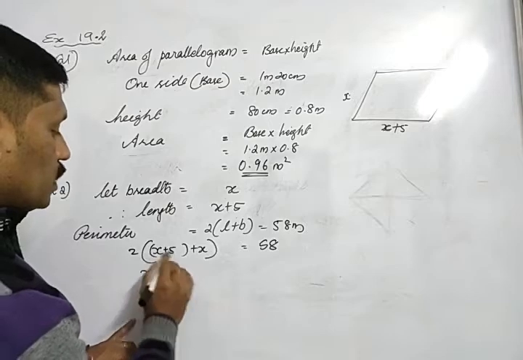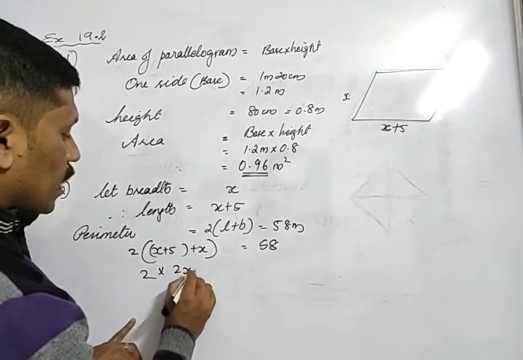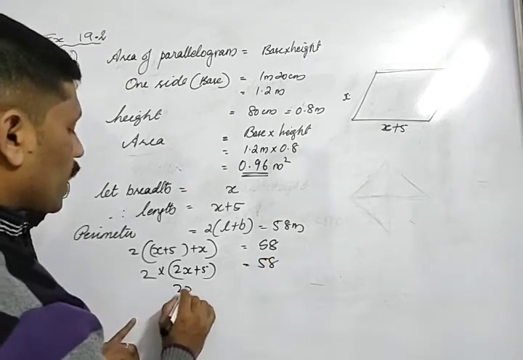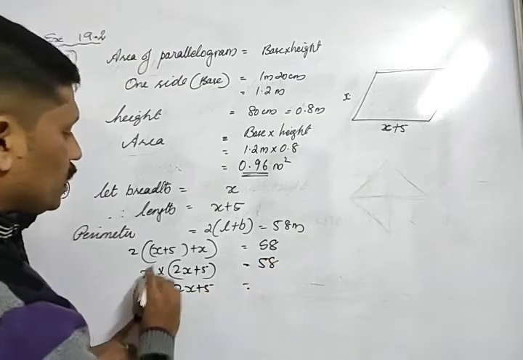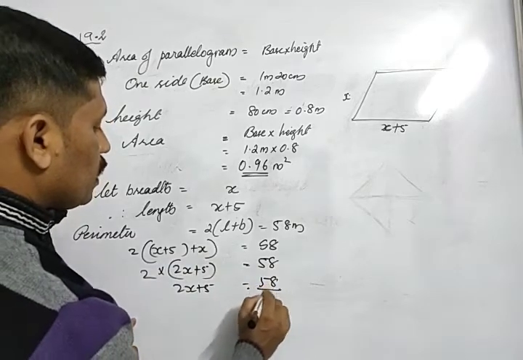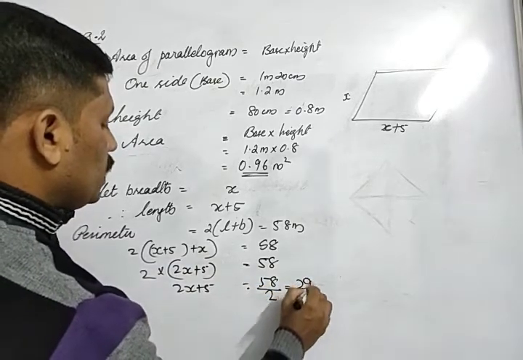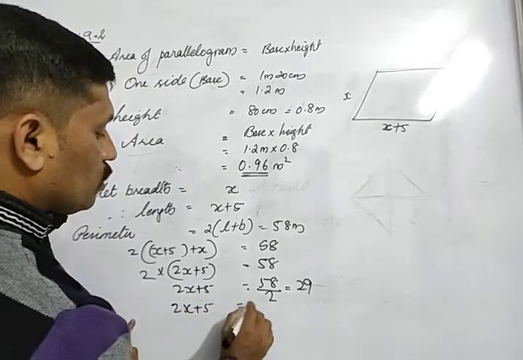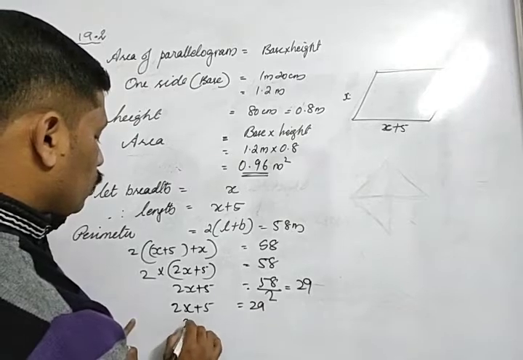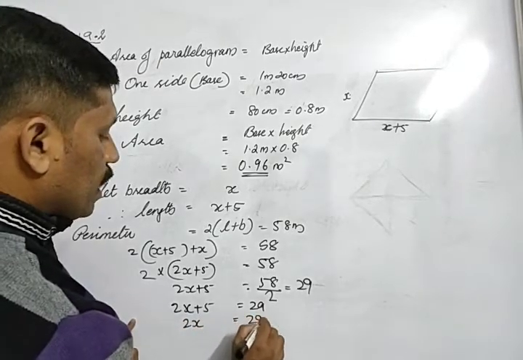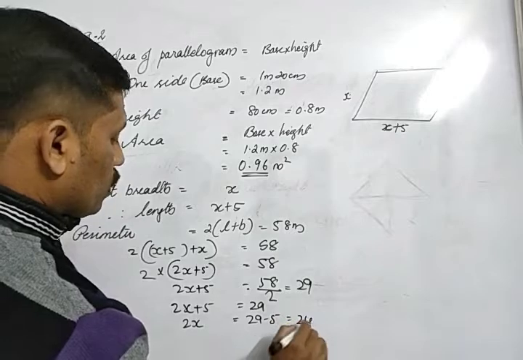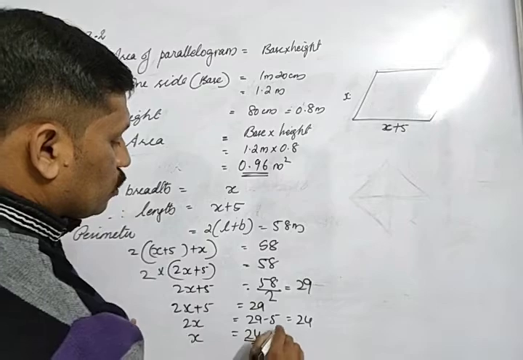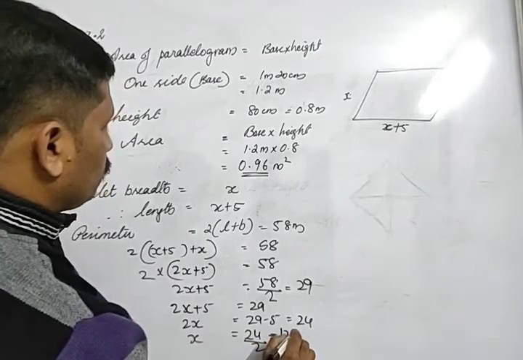That means 2 into x plus x, 2x. 2x plus 5 is equal to 58. Therefore, 2x plus 5 is equal to, this 2 we take to the other side, then it will become division, that is 58 by 2, that is equal to 29. 2x plus 5 is equal to 29. Therefore, 2x is equal to 29 minus 5, that is equal to 24. Therefore, x is equal to 24 divided by 2, that is equal to 12 centimeter.